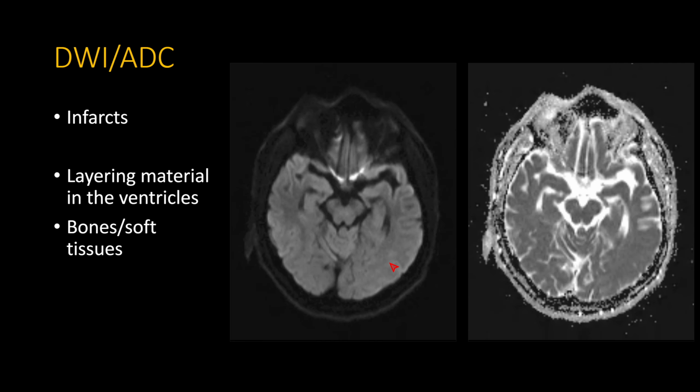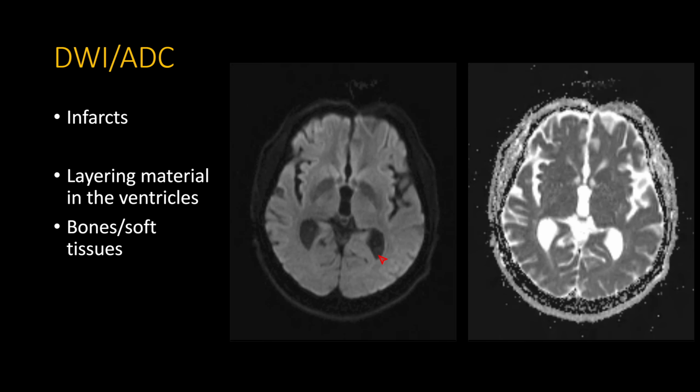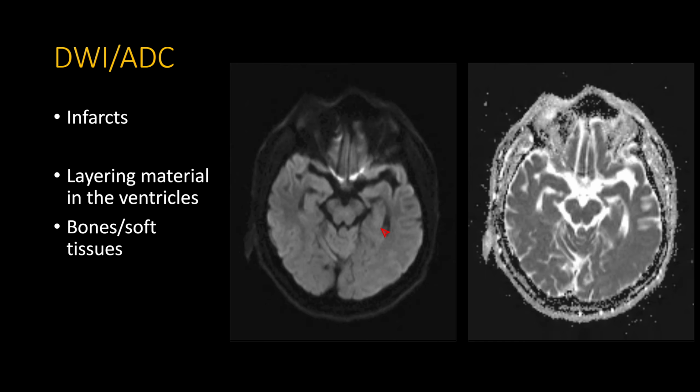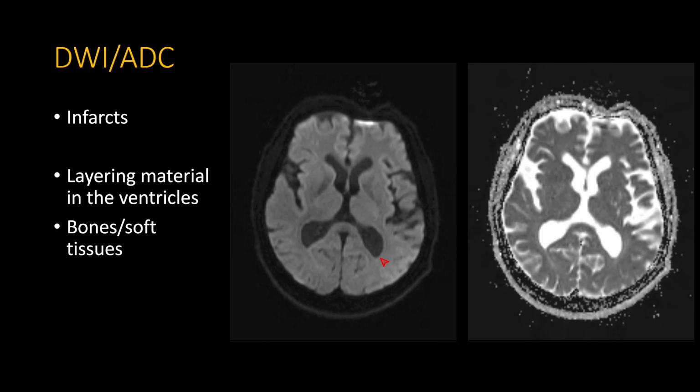Other things that I look out for once I've searched for infarcts, I look for anything that might be layering in the ventricles, particularly the lateral ventricles. You see bright stuff here. Those could be pus or some blood. Again, dependent portions of the ventricles, third ventricle also, as well as fourth ventricle here. So just take a quick look, make sure nothing's layering in the ventricles. That's especially important in cases of meningitis and things like that, where you have pus in the ventricles.